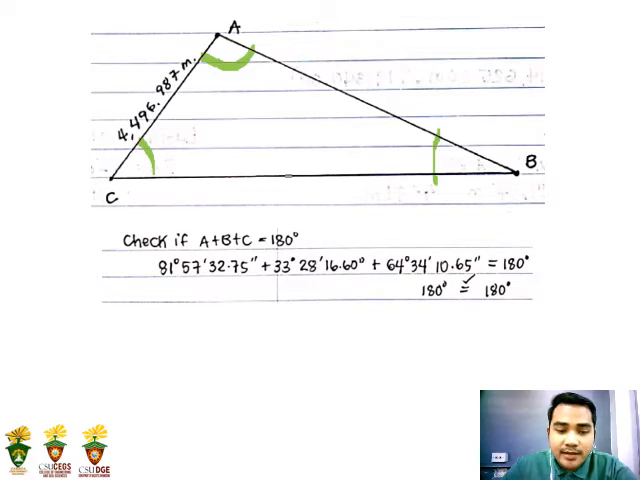We have A to be 81, 57, 32.75, B to be 33, 38, 16.60, and C to be 64, 34, 10.65. So, pagkato na siyang isolve, mo equal na siya 180 degrees. Therefore, okay siya to proceed to the next step.